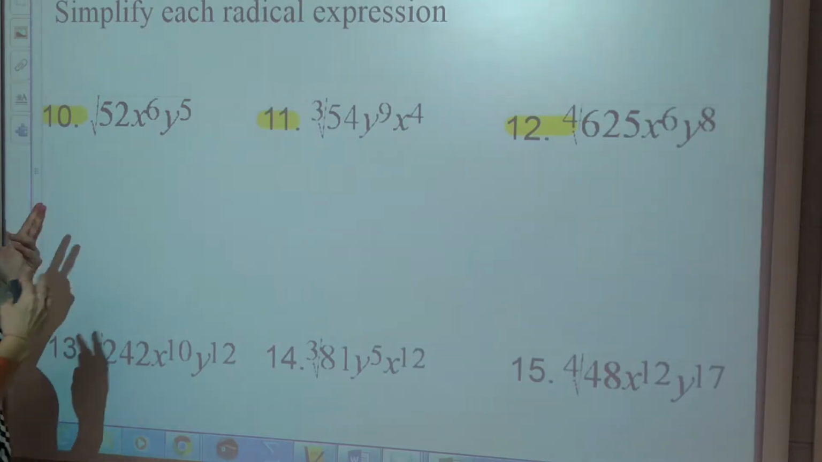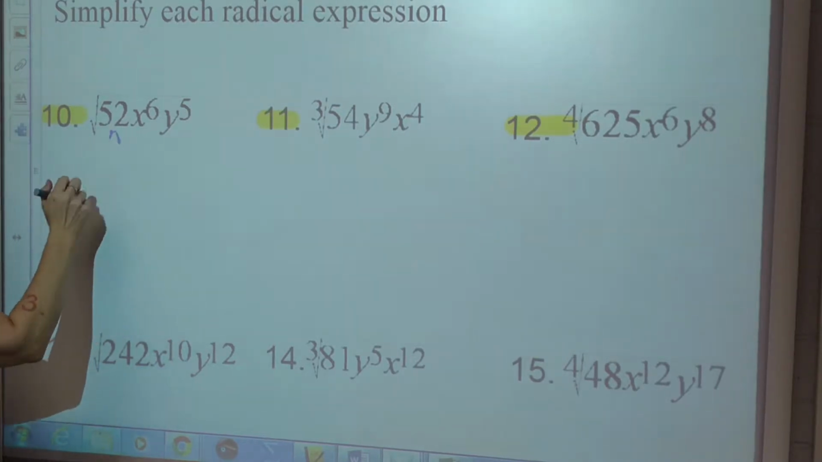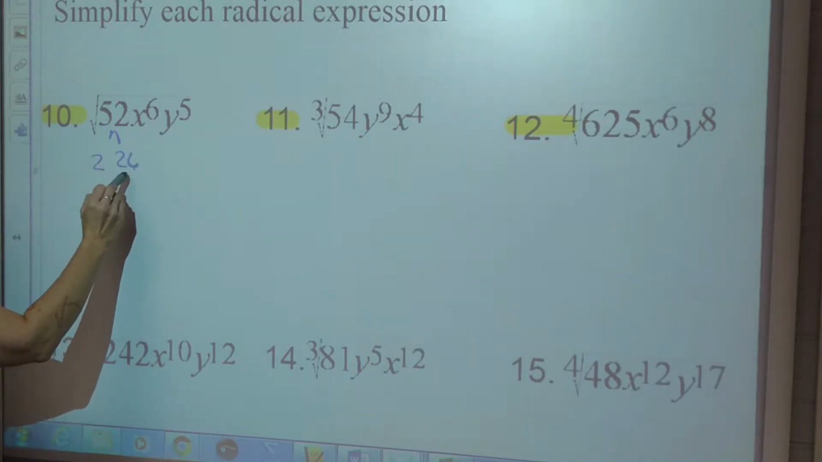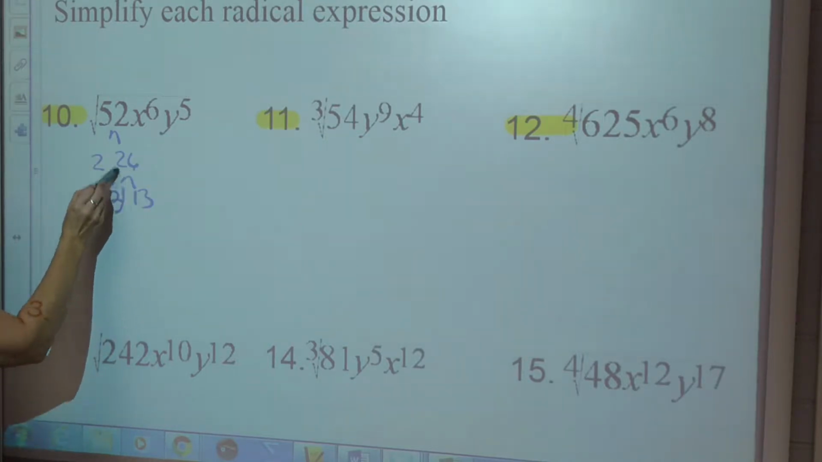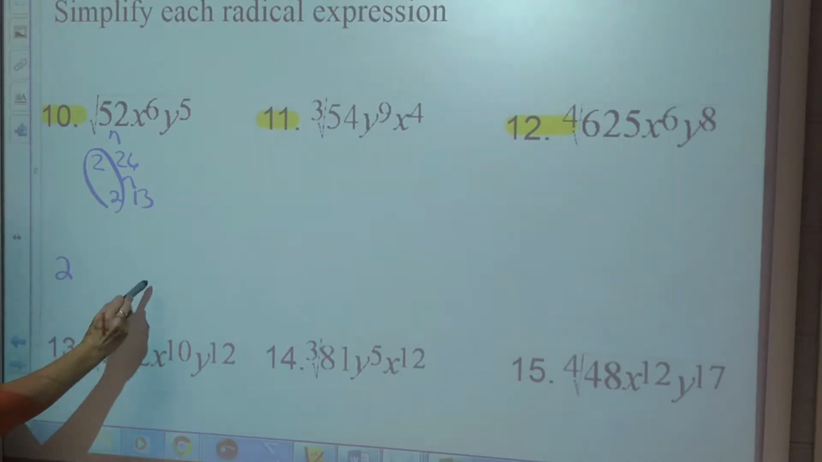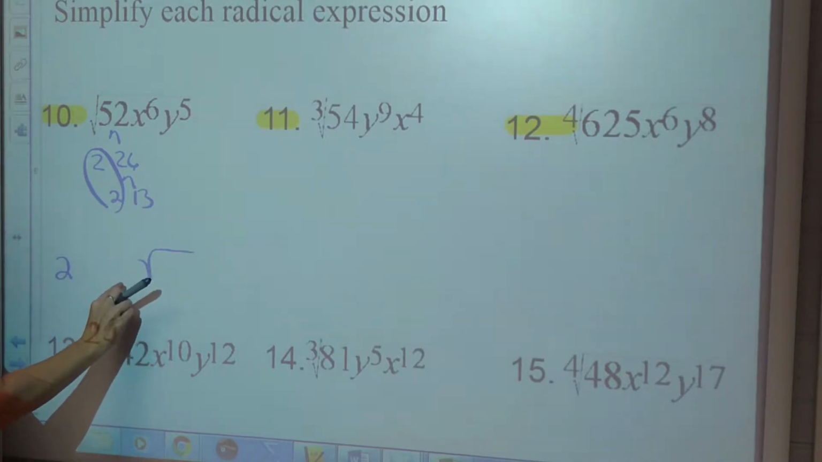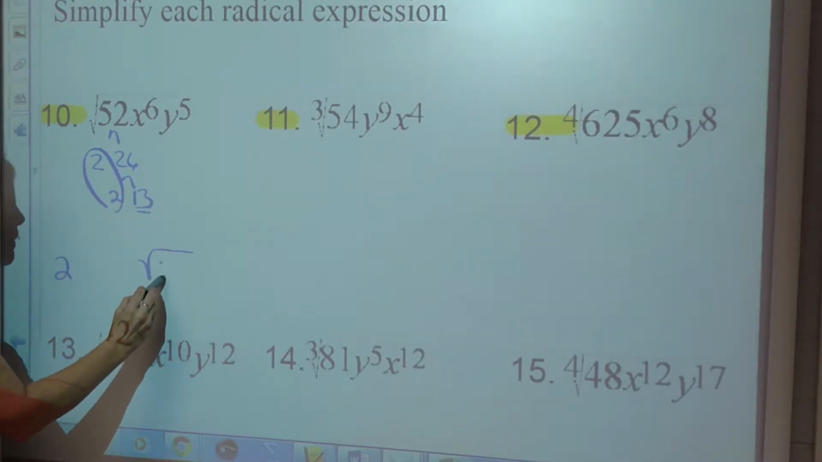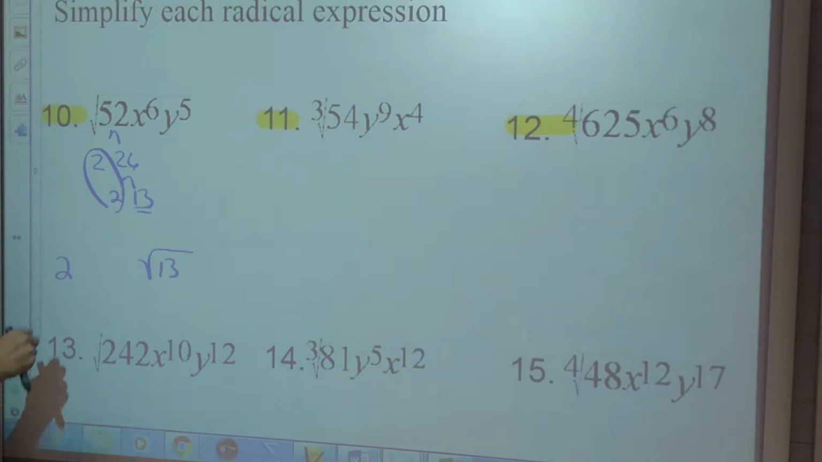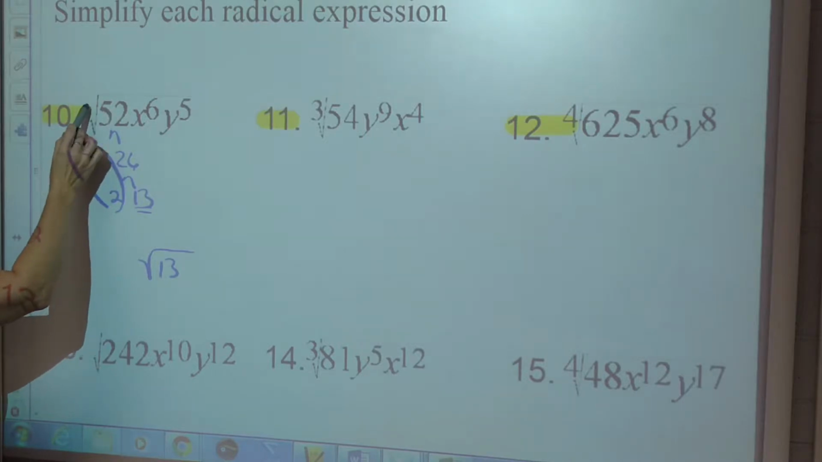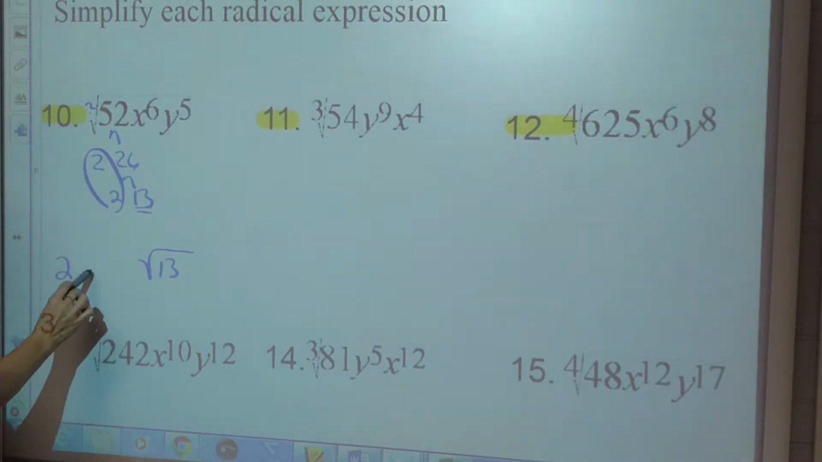So problems like that are going to look like this: we're going to break the 52 down, 2 and 26, 2 and 13. So I know I have a pair of 2s. That'll go outside. And I'm going to go ahead, leaving myself some space for my variables, and that 13 will be left, just so I don't forget to do that. Square roots, you're looking for sets of 2. How many sets of 2 x's can I make if I have 6 x's? Literally, all you're doing is dividing the index, which is an understood 2, into the 6, so that's an x cubed, right? You're doing the same thing with the y.